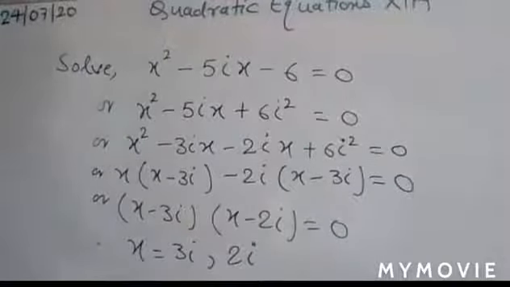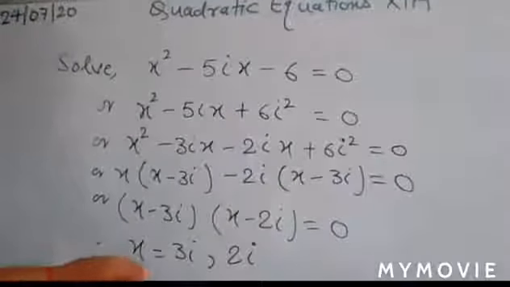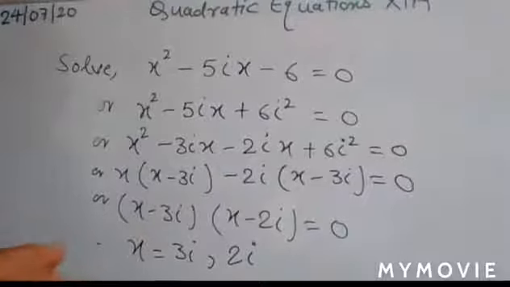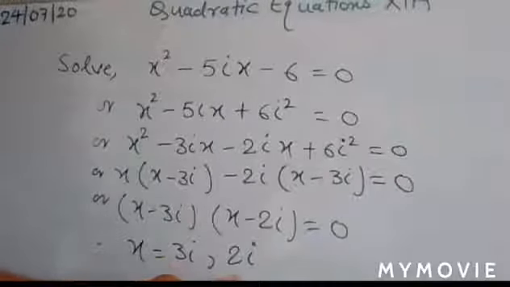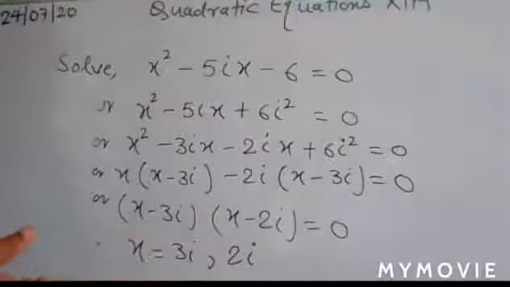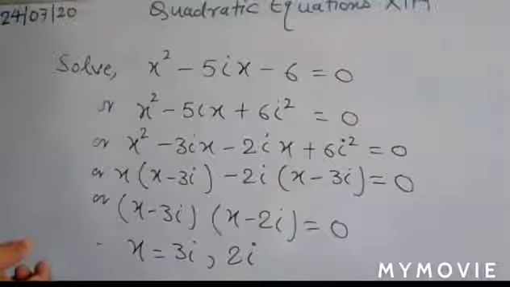And here you see that the roots of the quadratic equation are not conjugates. Here you have 3i and the second root is 2i. In previous questions the roots of the quadratic equation were conjugates of each other, but here it does not happen. Note it.